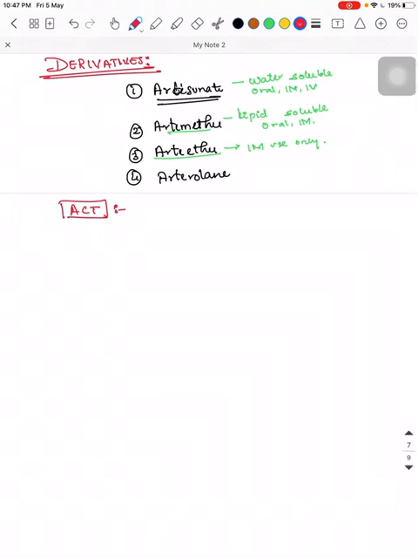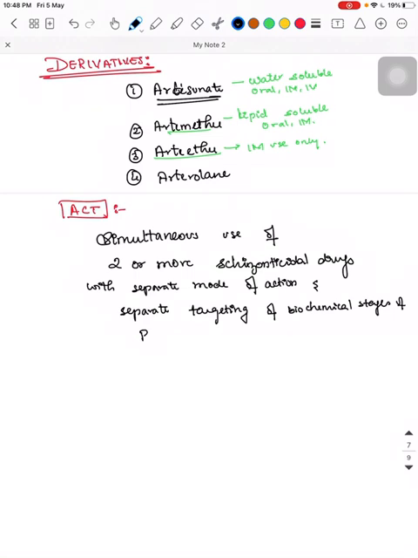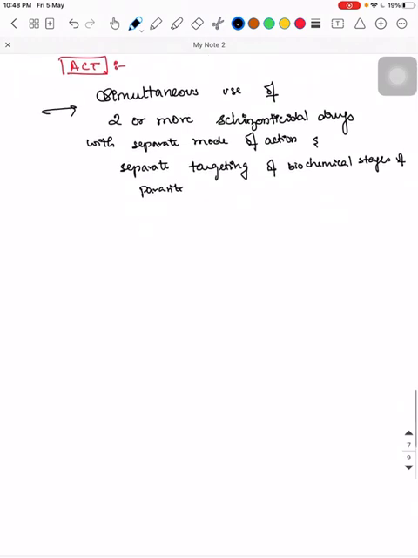So next we will see the artemisinin combination therapy. So what is a combination therapy? It is the simultaneous use of two or more individually effective schizontocidal drugs with separate modes of action and separate targeting of the biochemical stages of the parasite.